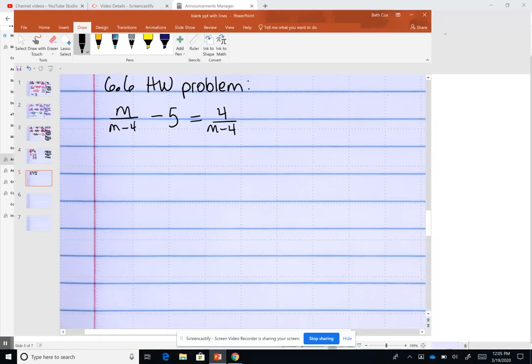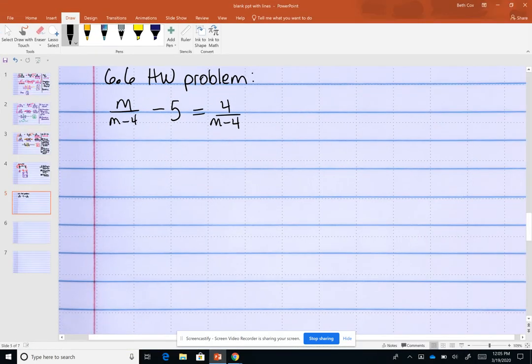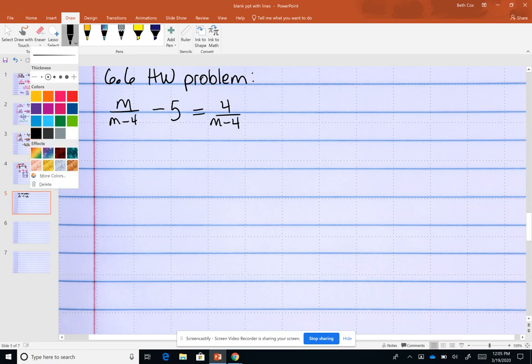Okay, guys. We're going to do another problem. This is using Screencastify as my screen recorder, and I think it's working pretty well. So here's another homework problem for 6.6.